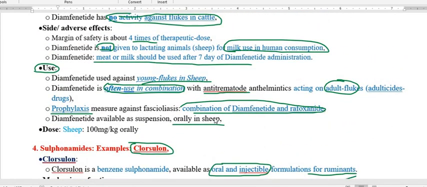So this is all about your last class under the anthelmintics, and in the next class we will discuss new drugs. So that's all.